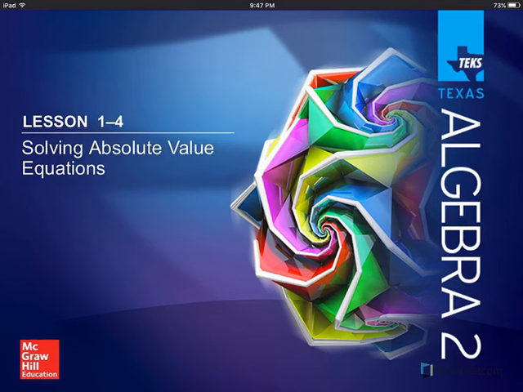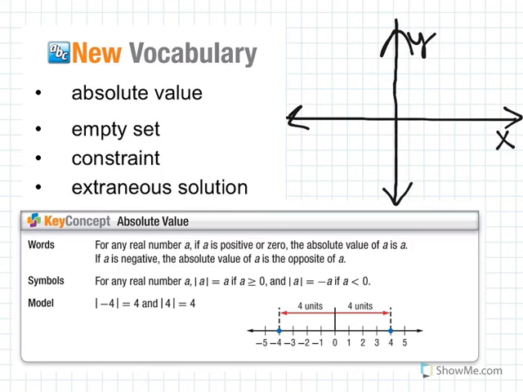Welcome to the tutorial over 1-4, solving absolute value equations. Your new vocabulary is going to be the absolute value, the empty set, constraint, and extraneous solution.